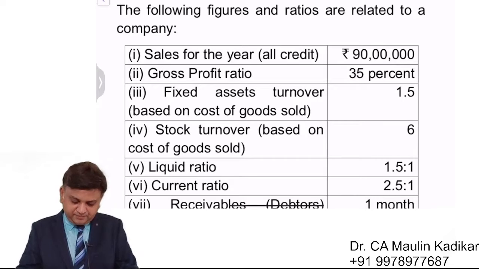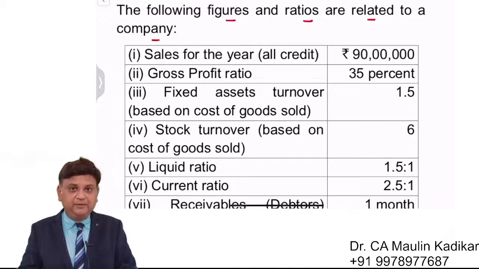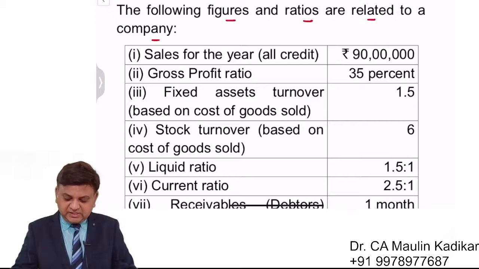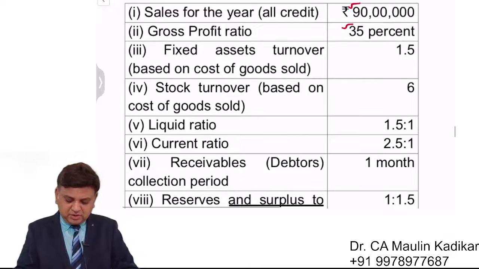Next question. The following figures and ratios are related to a company. Sales is provided as 90 lakhs. Gross profit ratio is 35%. Fixed asset turnover ratio is 1.5. The language of the question is very clear. It is based on the COGS.